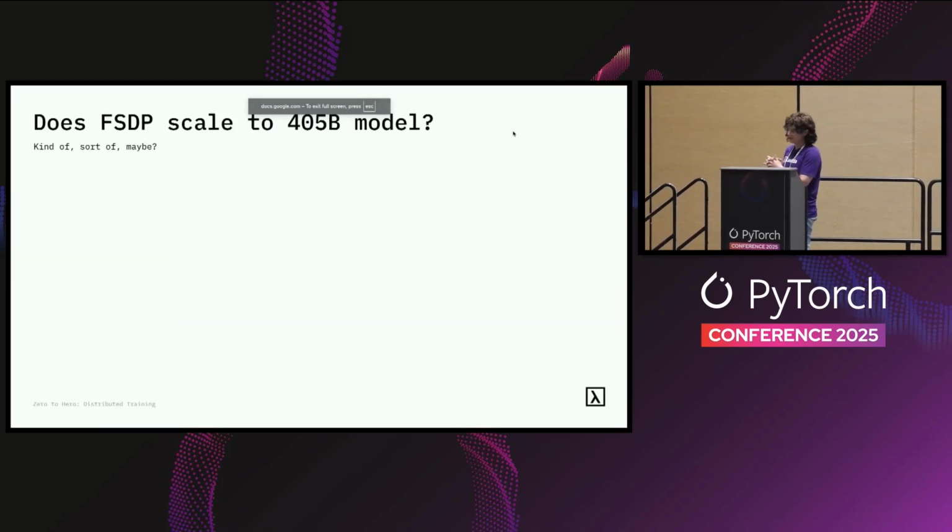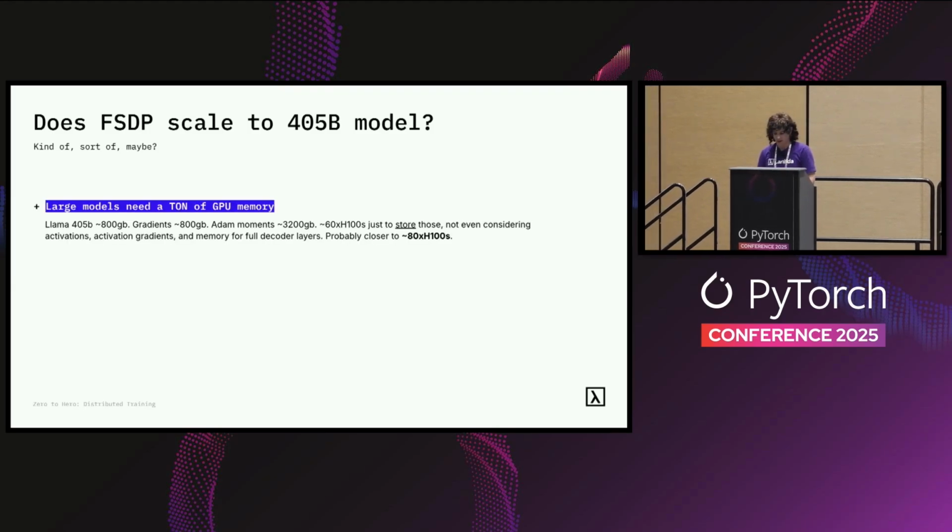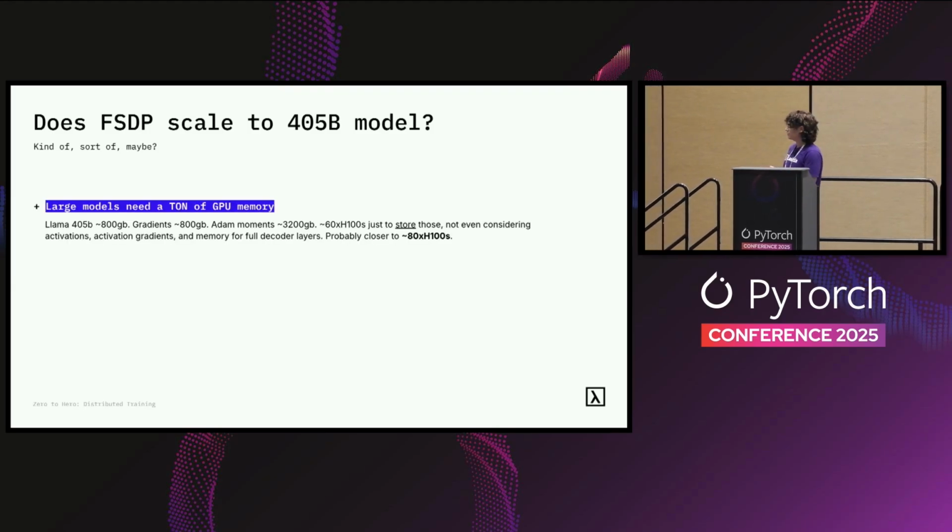Does FSDP scale to 405B models? First of all, foundation models are humongous. Just some back-of-the-napkin math here: you need like 60 H100s to even store the basic stuff, probably closer to 80 to actually run something useful. I have run a 405B model with 64 H100s, and it was extremely slow. It was like 30 seconds per iteration, and I had to use CPU offloading. So you really need a lot of GPUs.